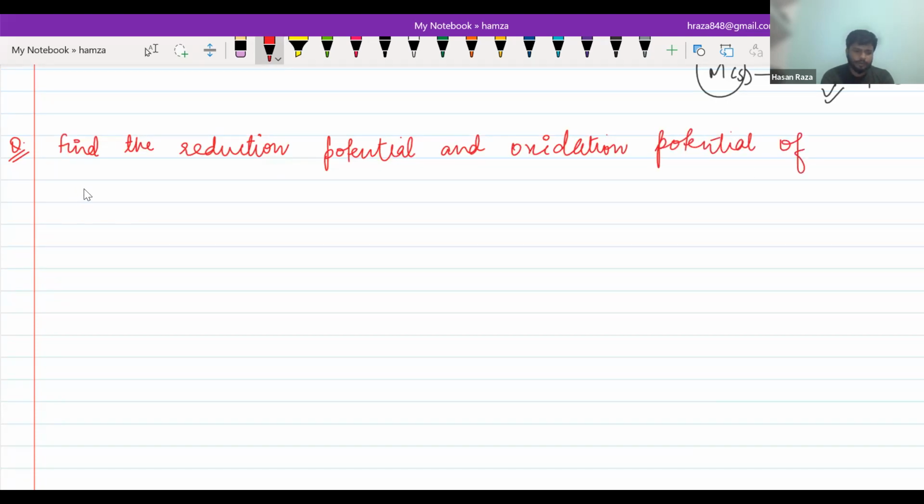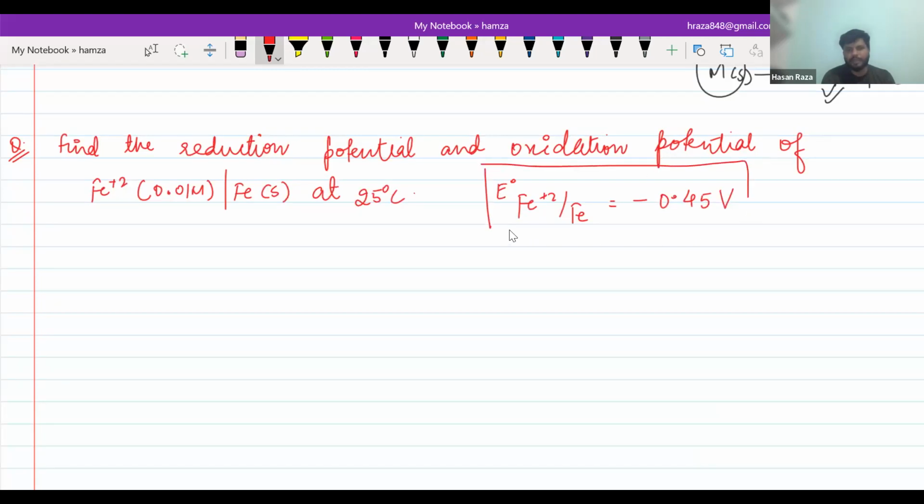of Fe plus 2, which has 0.01 M, that is molarity, slash Fe, which is in solid state at 25 degrees centigrade. It is also given that E naught Fe plus 2 slash Fe has a value that is minus 0.454. This is given. E naught cell is given.